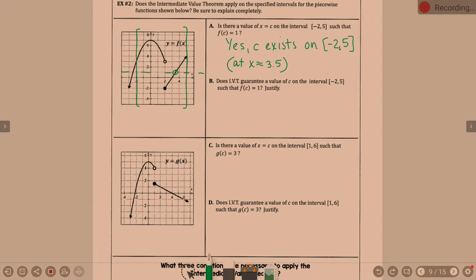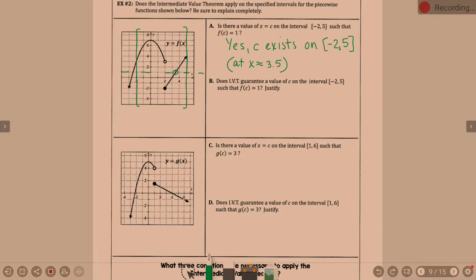So it counts even though it's not a continuous line? Did part A reference intermediate value theorem? No. Okay, you're ahead of the game. So part A, did it ask anything about intermediate value theorem? They just use C, which makes us think intermediate value theorem. But just, is there a value on the interval where it would equal 1? Yes, there is. Okay, that point there.